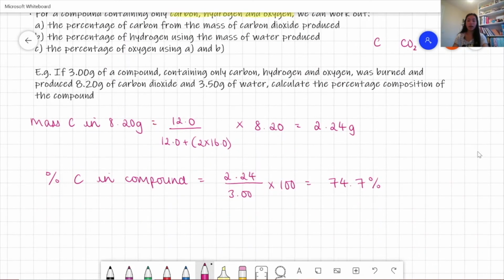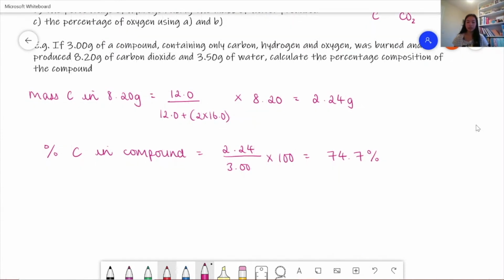And then we can work out the mass of hydrogen. So we have that the mass of hydrogen in 3.50 grams of water produced. So it's best to put that as well. Carbon dioxide produced, and this one's of water produced.